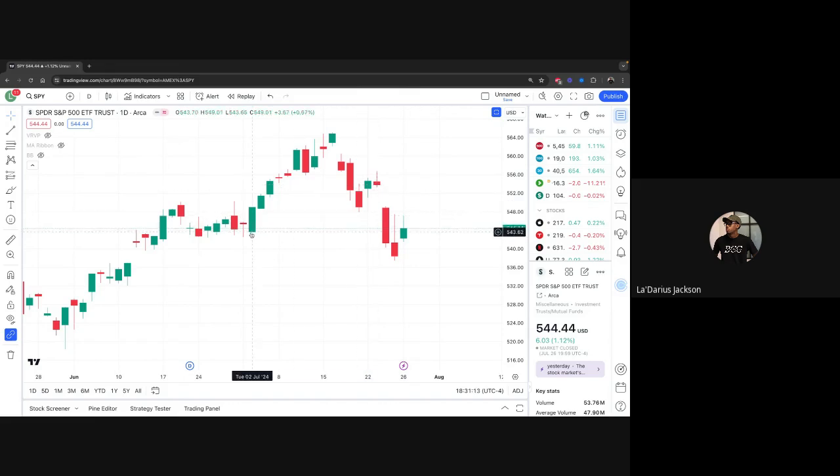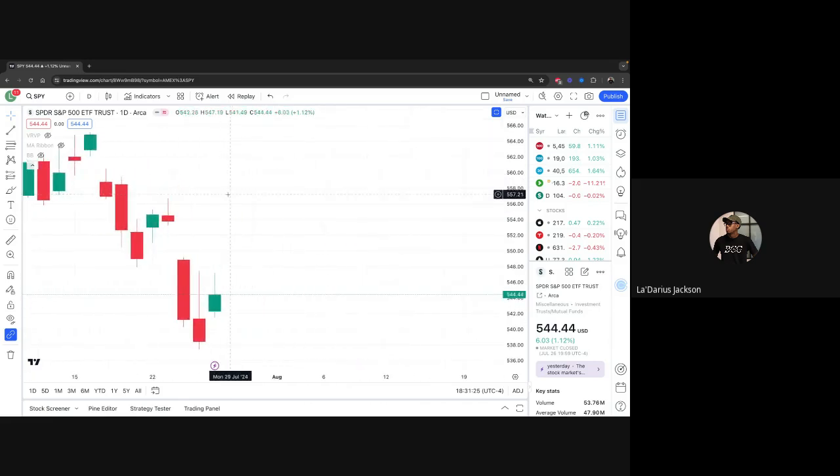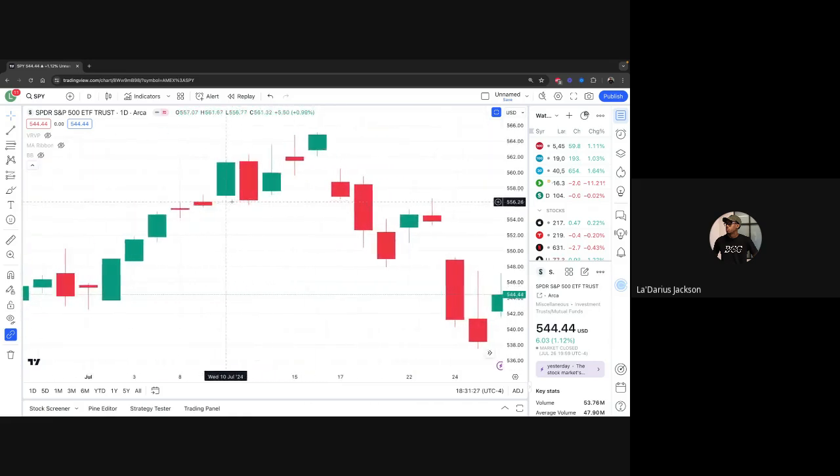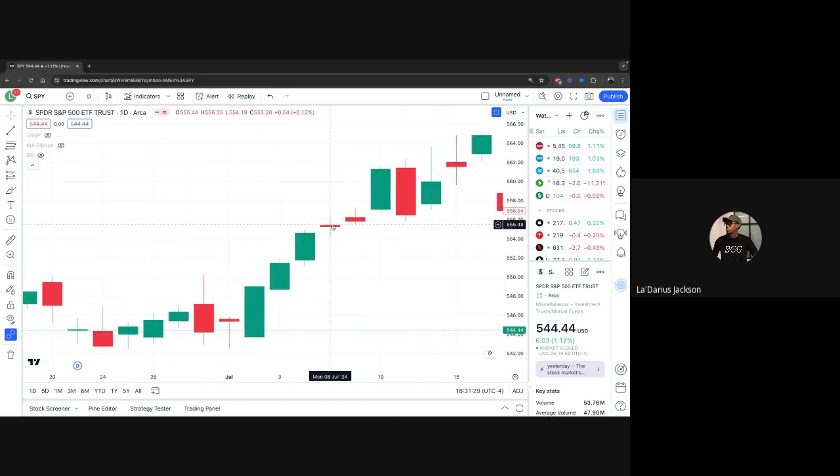Same thing for the green candles. Started the day at 543, ended the day at 548. So it climbed that day, regardless of the size of the candle. This candle right here, we have to get a little microscopic on this one, but this one started the day at 555.40 and ended the day at 555.27 or somewhere around there. So pretty much a flat day.